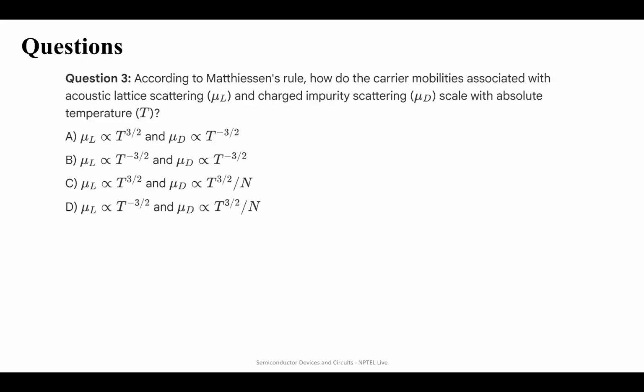Option C, mu L is proportional to T power 3 by 2 and mu D is proportional to T power 3 by 2 by N. Option D, mu L is proportional to T power minus 3 by 2 and mu D is proportional to T power 3 by 2 by N.